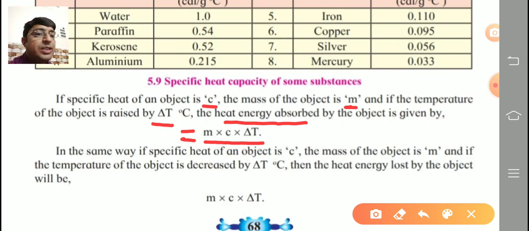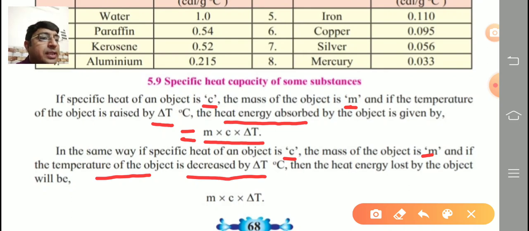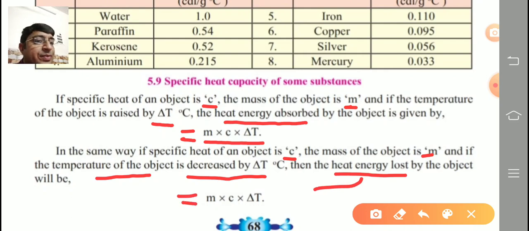In the same way, if the specific heat of an object is C, the mass of the object is m, and the temperature of the object decreases by the same delta T degrees Celsius, here the temperature decreases. So what happens? Heat energy is lost. Therefore, heat energy lost is equal to m, the mass of the object, C, the specific heat capacity, and delta T, the decrease in temperature of the object. By using that formula we find the loss of heat energy.